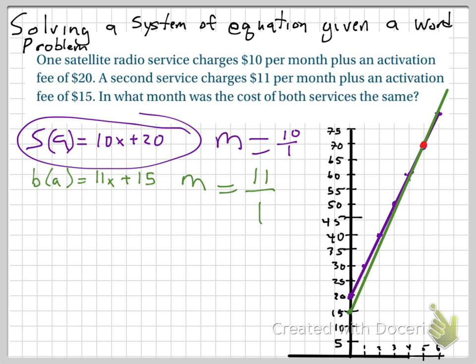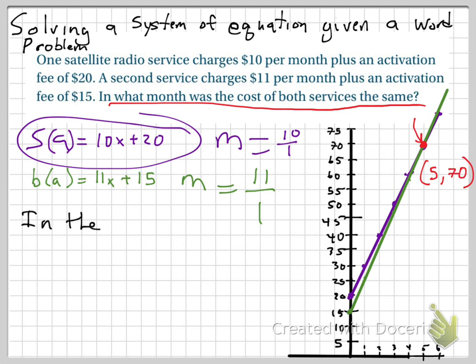Once again, I'm going to do it in red, or I shouldn't say once again, that was the last video. This is where it intersects here, and this is going to be our point (5, 70). If you look at this as in what month was the cost of both services the same, our x would be our 5th month. So it would be in the 5th month.